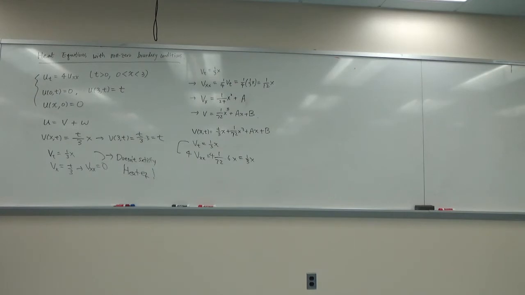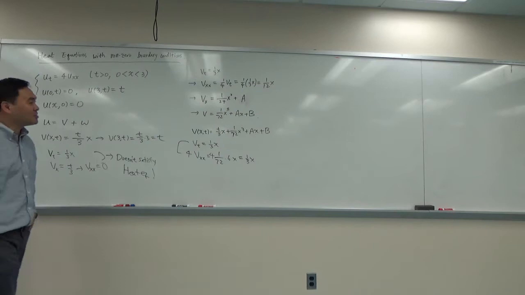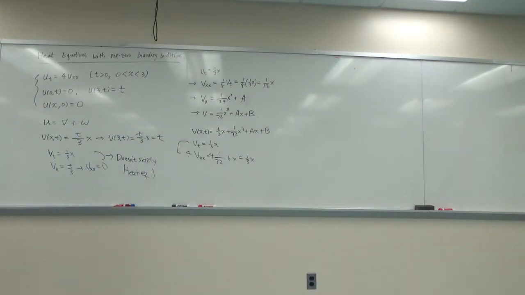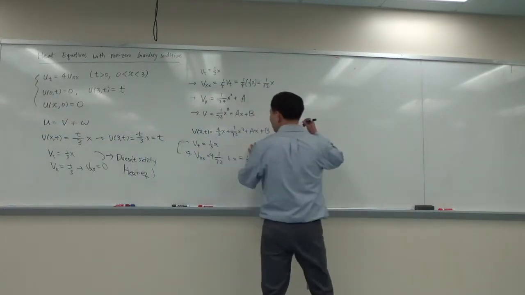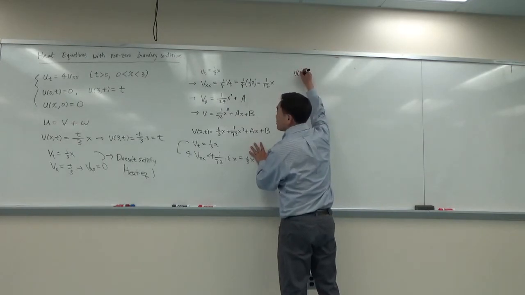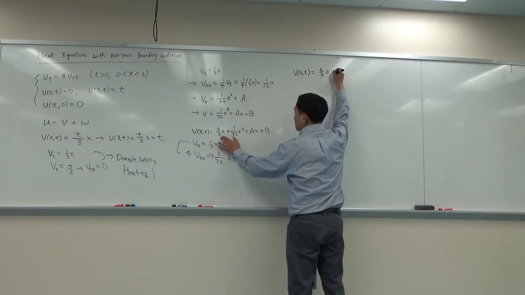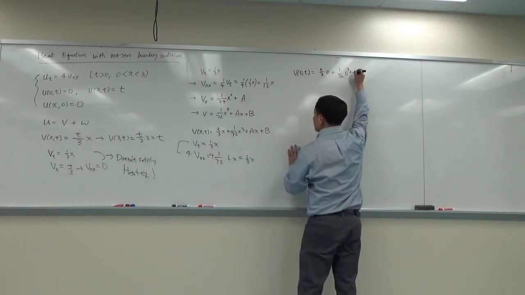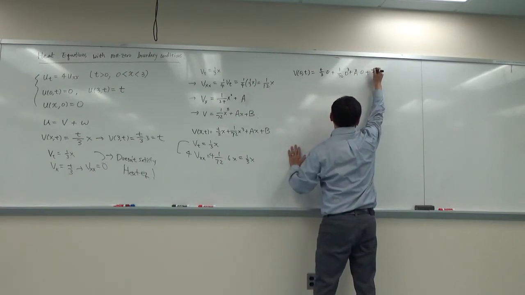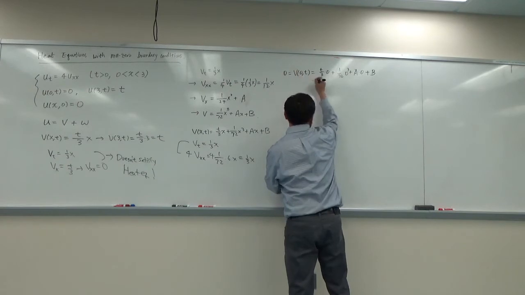But we still have some problem. What's still not good about this one? We ended up adding these ax plus b, and we don't know if it satisfies the boundary conditions at all. Okay, so now we have to go back and make those work. So let's see. V of 0, t is what? t over 3 times 0 plus 1/72 times 0 cubed plus a times 0 plus b. And I need this to be 0, so that means b is 0.